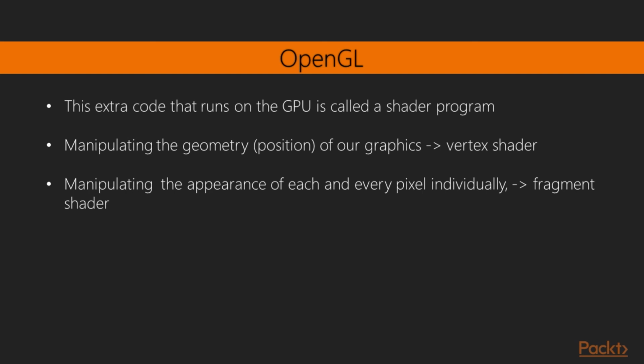We can write code to manipulate the geometry, the position of our graphics, in what is called a vertex shader. We can also write code that manipulates the appearance of each and every pixel individually in code called a fragment shader. Although we will not be exploring shaders in any great depth, we will write some shader code using GLSL, and we'll get a glimpse of the possibilities offered.